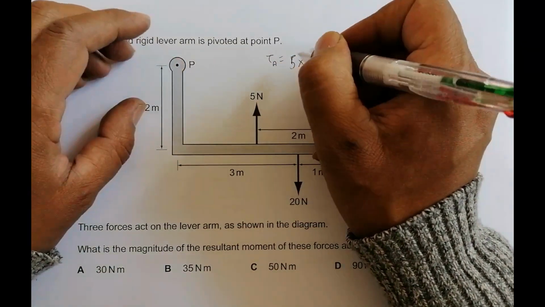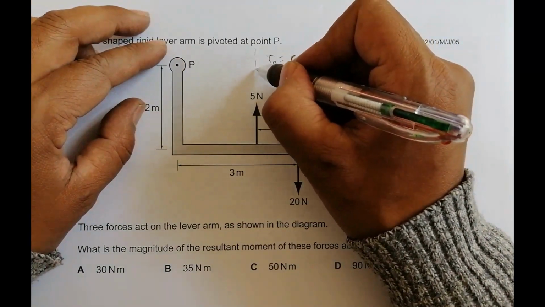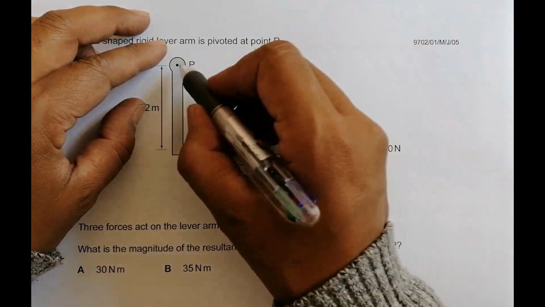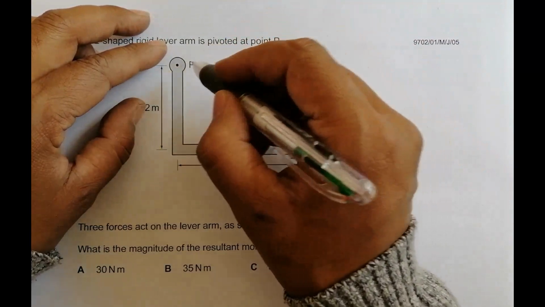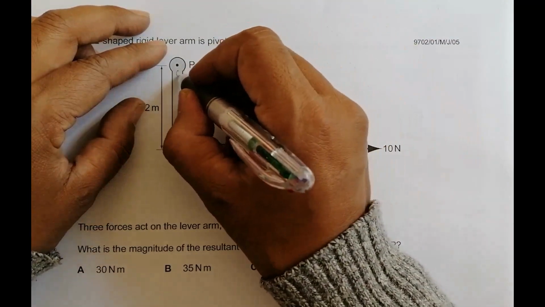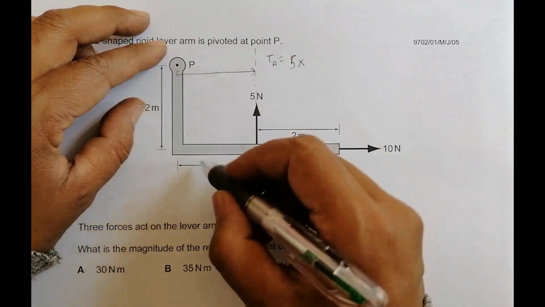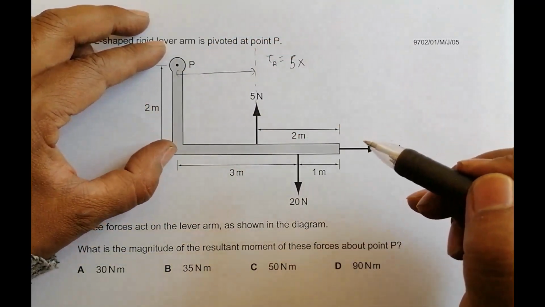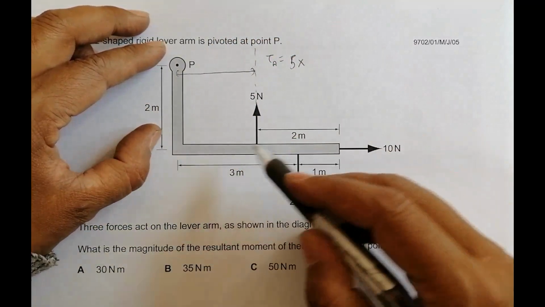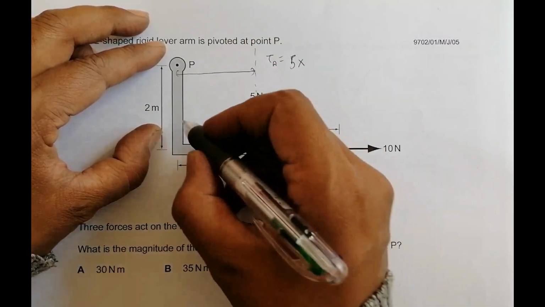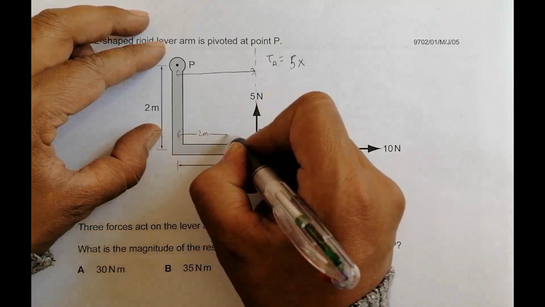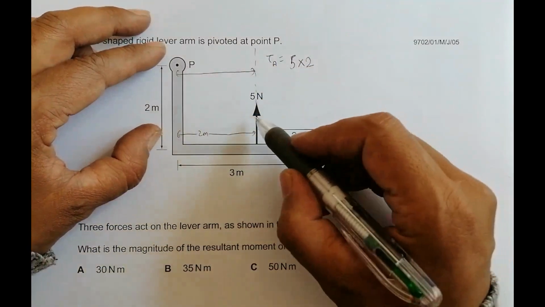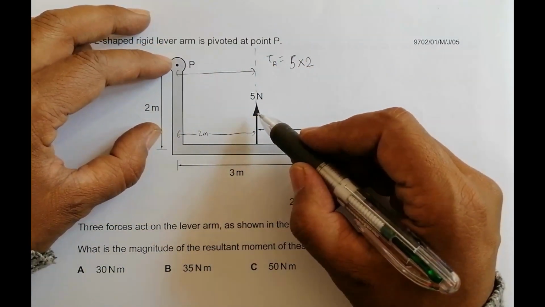5 Newton into, let me produce this. So this is the line of action of this 5 Newton, and the distance from the pivot till this is equal to this distance. So this whole thing is 4 meter minus 2 meter, so this is equal to 2 meters. So it's equal to 2 meter. So this force produces anti-clockwise moment on this thing.